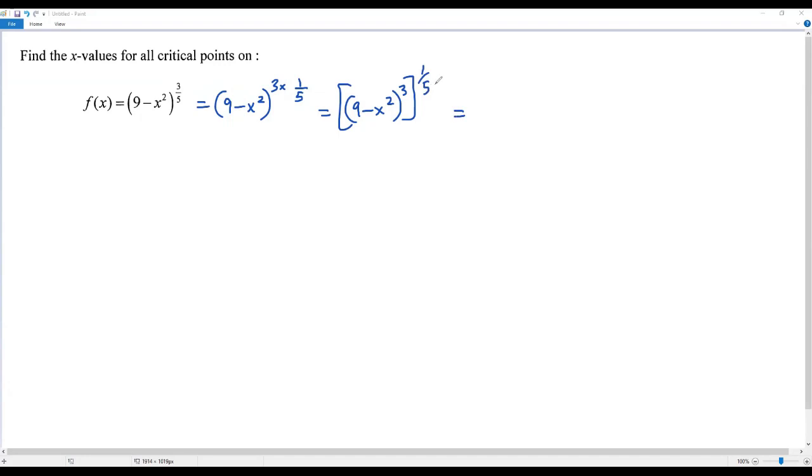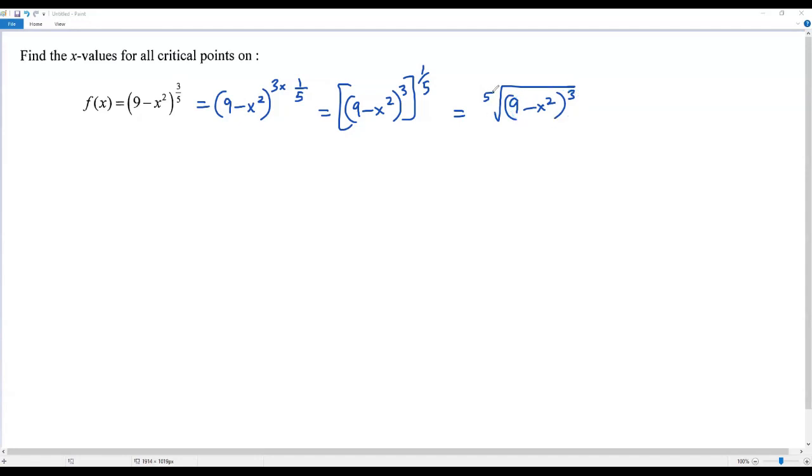Since the exponent is 1/5, this can be written as a radical with index 5: the fifth root of (9 minus x squared) cubed. The index of this radical is 5, which is an odd number, so we can have negative values, positive values, and also 0 inside the radical.